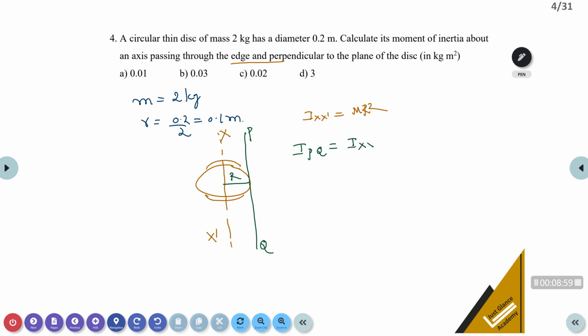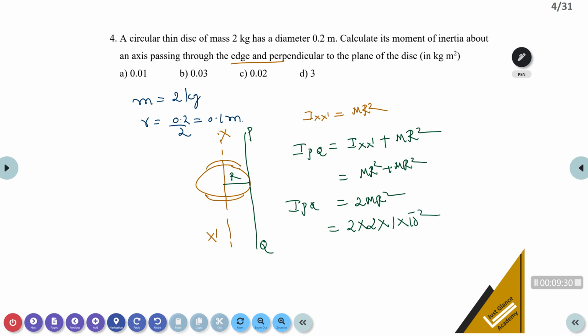So I PQ equals I x dash plus M into R square. I x dash equals M r square, plus M r square equals 2M r square. Substitute: what is the mass here? 2. Radius is 1 into 10 to the power of minus 2, square it, this becomes 4 into 10 to the power of minus 2.